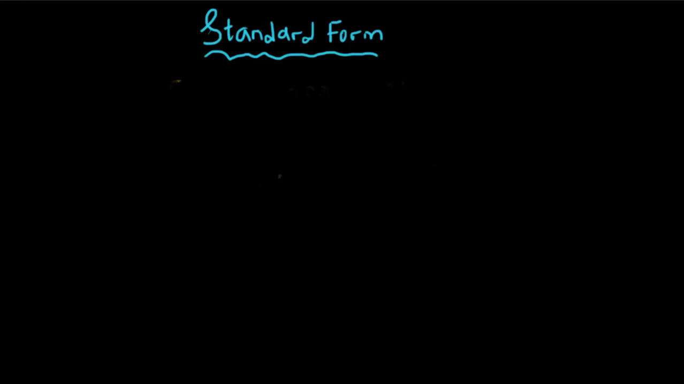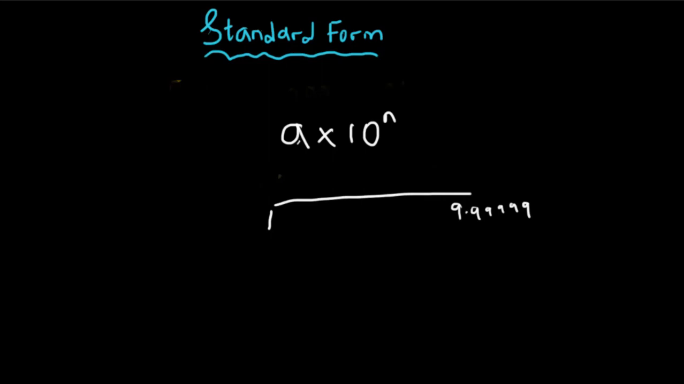Now remember, in the last video I told you that standard form just helps us to write very big or very small numbers easily, and that it is usually written in the format a times 10 raised to power n, where a is between 1 and 9.99999. I hope you can still remember. Now, having said this, let's take an example.